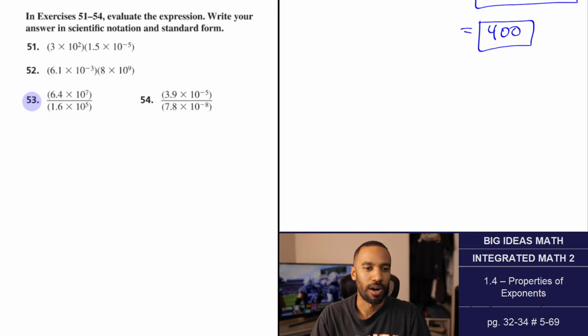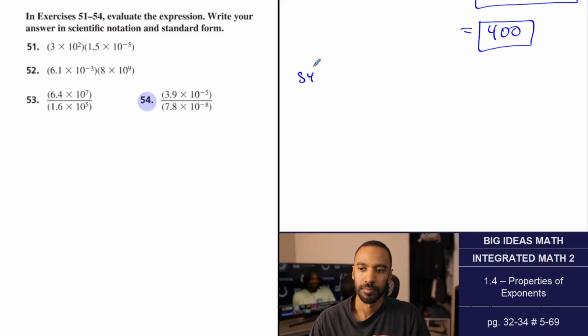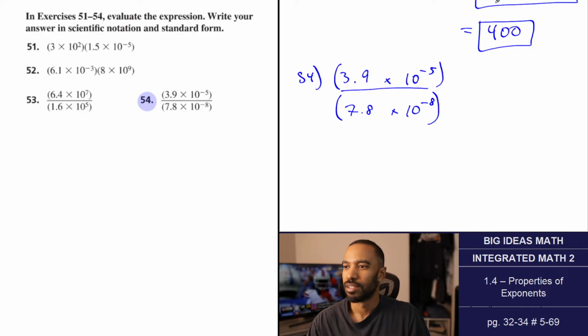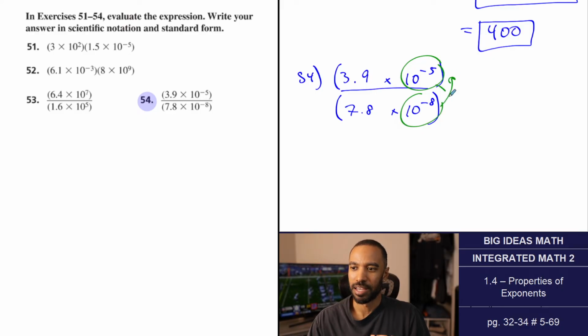And then 54, 3.9 times 10 to the negative 5th over 7.8 times 10 to the negative 8th. It's one of those bits again where I want to flip these just because, make it 10 to the 8th over 10 to the 5th. So 10 to the 8th over 10 to the 5th. Just keep that in mind.